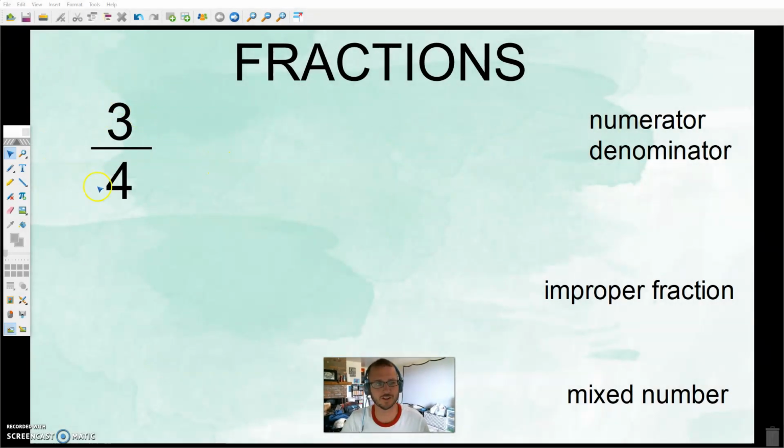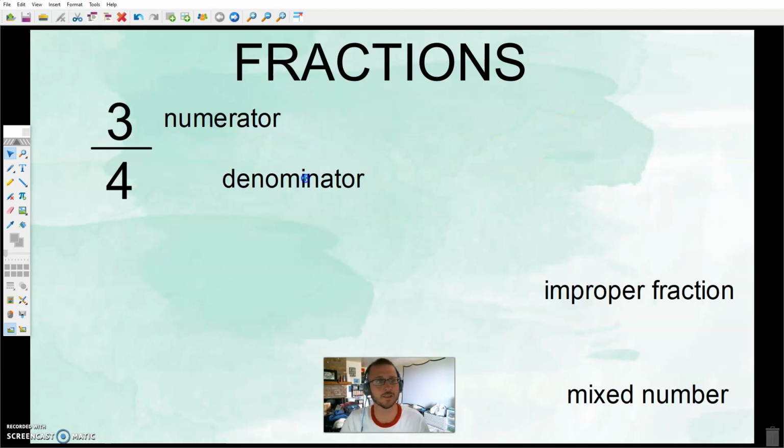We start with this fraction here, 3/4, 3 over 4. You've got a numerator there and a denominator. The numerator is what we refer to as the top number, and the denominator is what we refer to as the bottom number. Our other two vocabulary words here, improper fraction and mixed number, kind of correlate to the same thing.